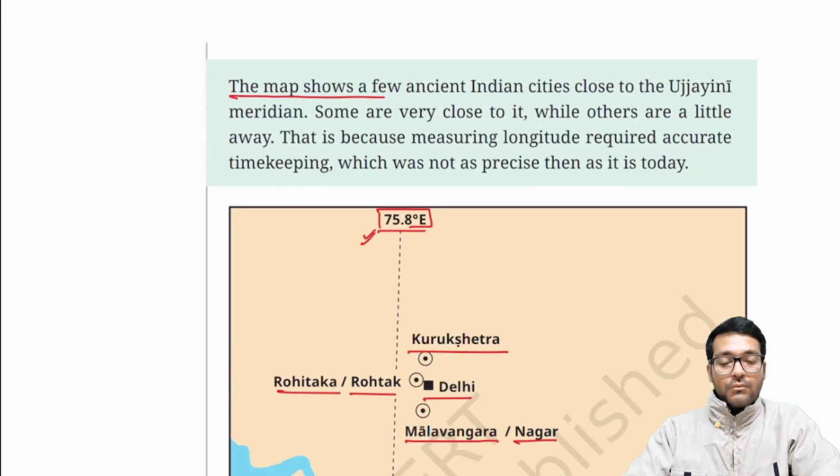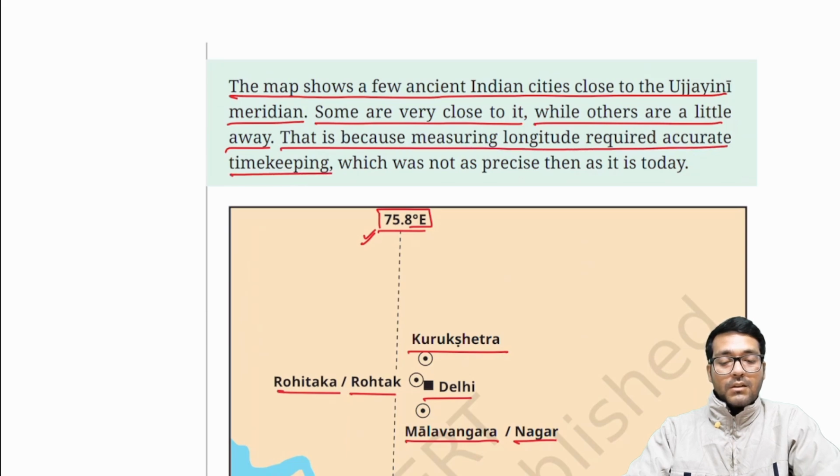The map shows a few ancient cities close to the Ujjaini meridian. Some are very close to it, while others are a little away. That is because measuring longitude required accurate timekeeping, which was not as precise then as it is today.